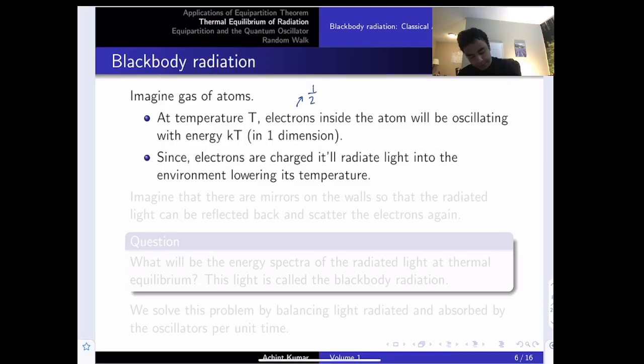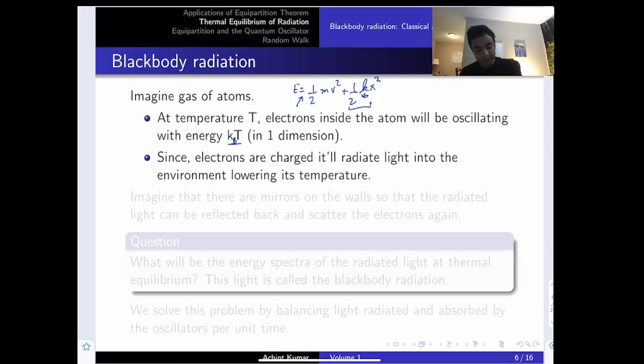So the energy of an electron in an atom, we assume, is half mv squared plus half kx squared. Each mode has an energy half kT, and when we add the two we get kT. By the way, this k and this k are different. This is the Boltzmann constant times T, and this is the spring constant. So that's the energy in one dimension of the electrons inside the atom.